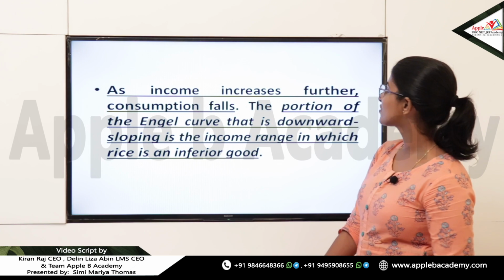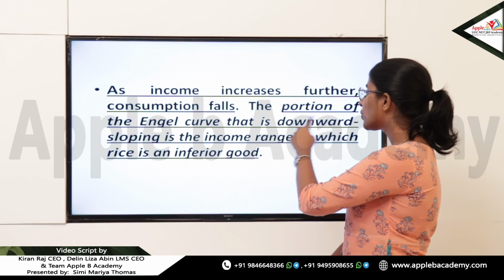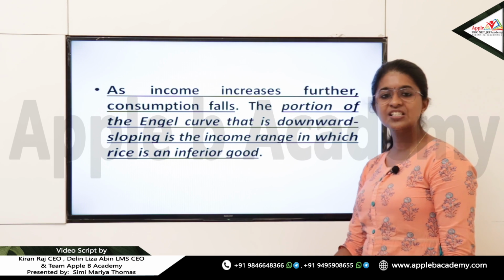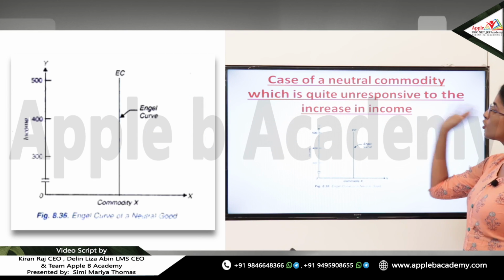So as income increases further, consumption is falling for rice, and the portion of the Engel curve that is downward sloping is the income range in which rice is an inferior good. We have seen it in the figure. Now let us move to the case of a neutral commodity.